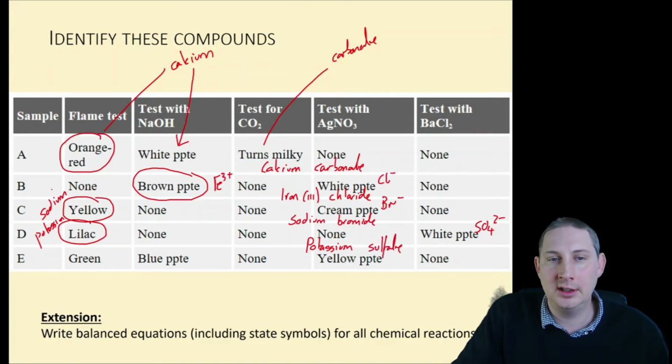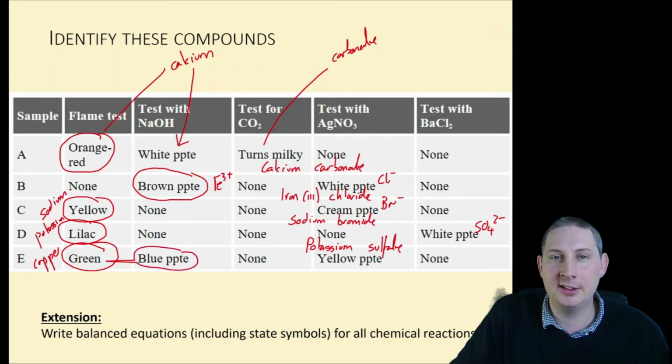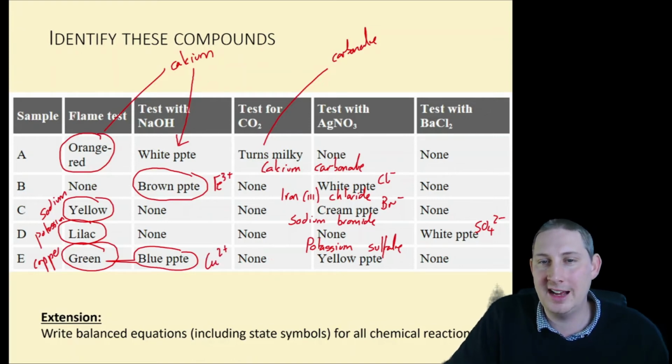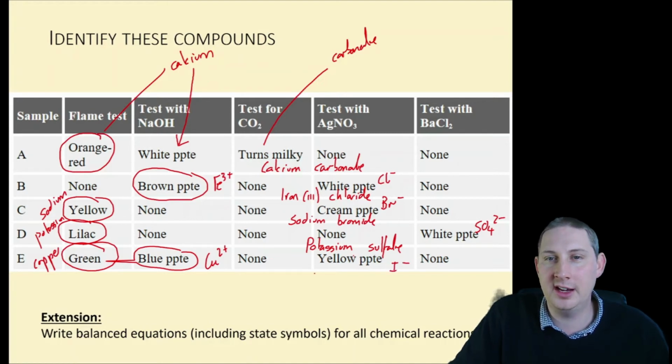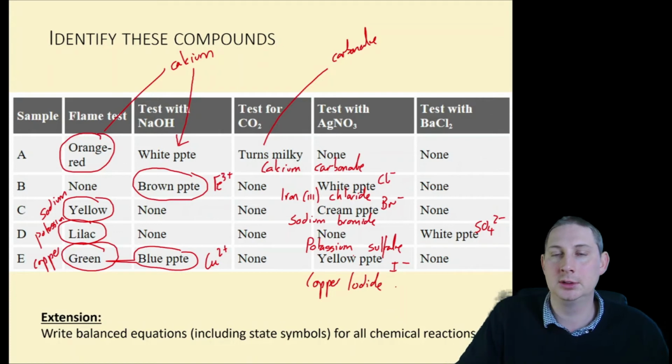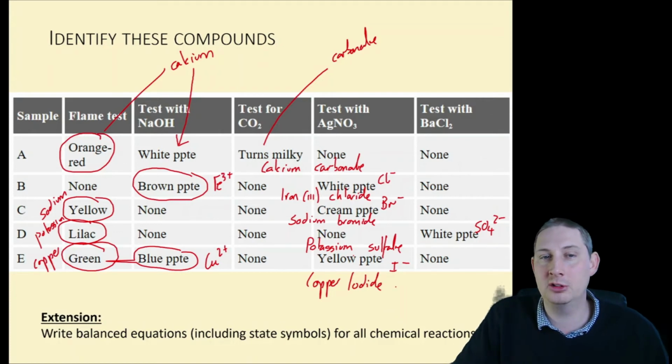E gives us a green colour in the flame test. That should be copper. It gives us a blue precipitate with sodium hydroxide. That confirms that it's copper. Nothing in the test for carbon dioxide. A yellow precipitate, that is iodide with silver nitrate. So therefore E must be copper iodide. And nothing in the test with barium chloride. If you got 5 out of 5, very well done.